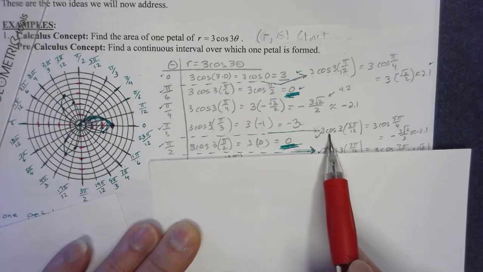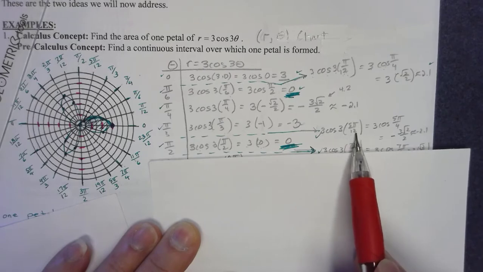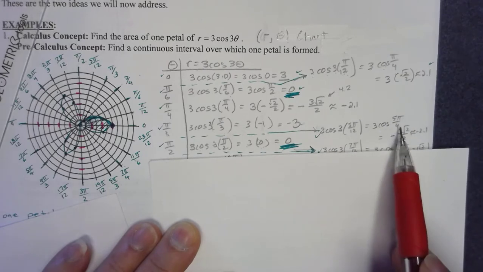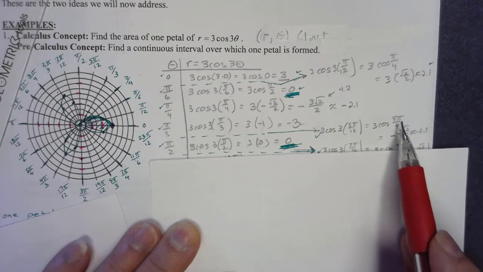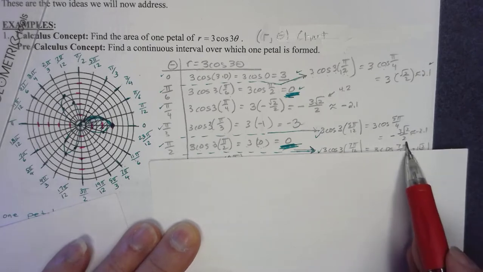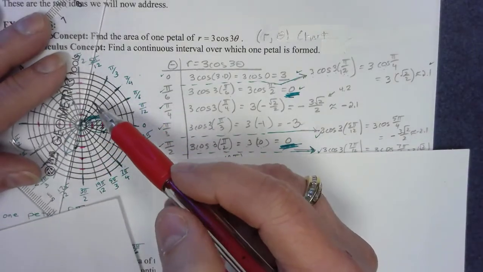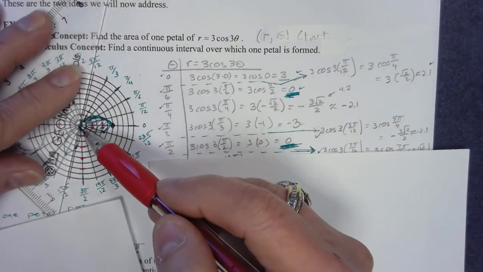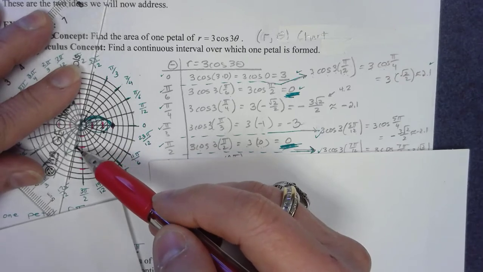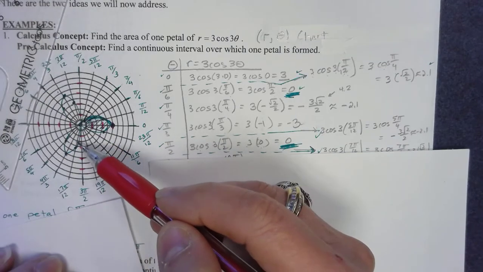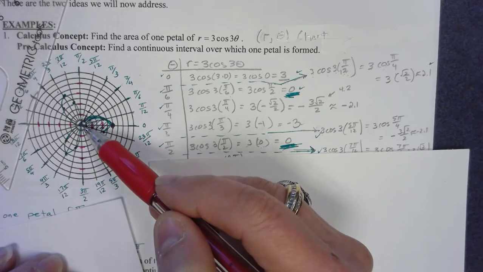So 3 cosine 3 times 5 pi over 12. 3 goes into 12 4 times. Cosine of 5 pi over 4 is negative square root of 2 over 2, times 3 gives me negative 2.1. So on my 5 pi over 12 radial arm, I'm at negative 2.1. There we go. There's a petal right there.